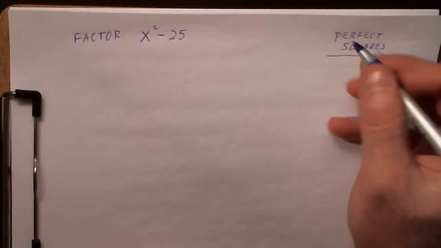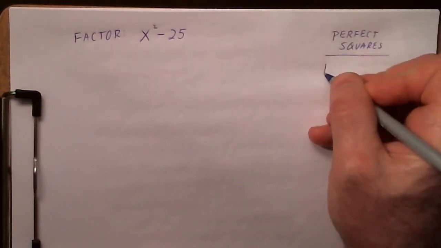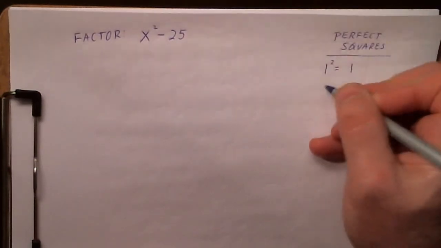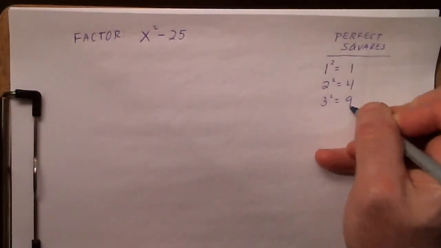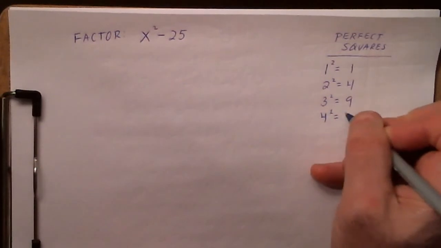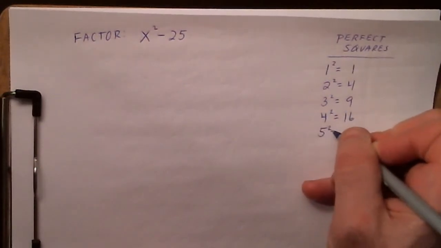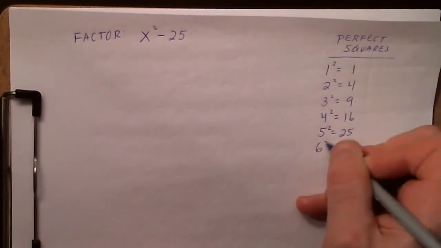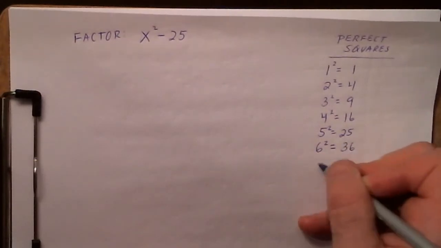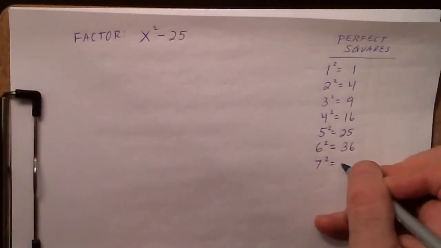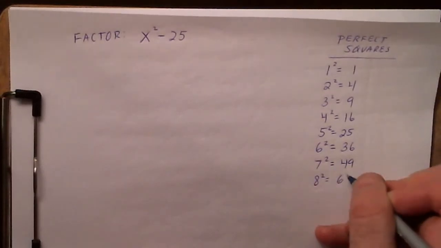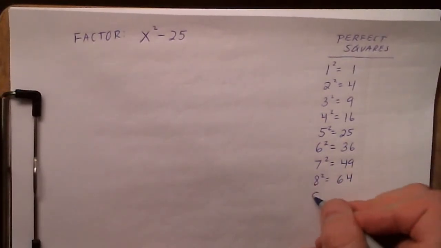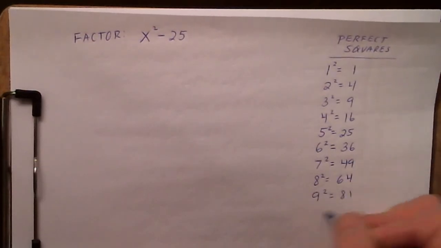So the first 20 perfect squares would be 1. If you square 1, you get 1. 2 squared is 4. 3 squared is 9. 4 squared, 4 times 4 is 16. 5 squared is 25. 6 squared, 6 times 6 is 36. 7 squared is 7 times 7, 49. 8 squared is 8 times 8, 64. 9 squared, 9 times 9, 81. And 10 squared, 10 times 10, 100.